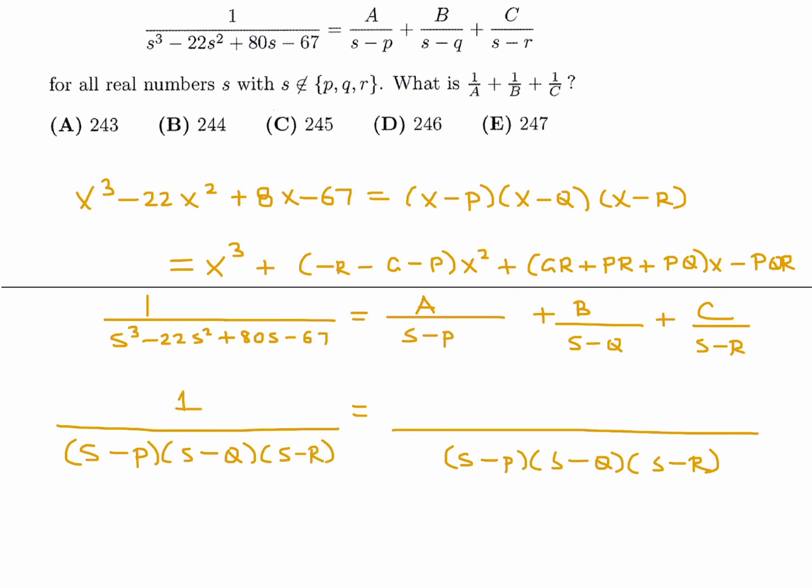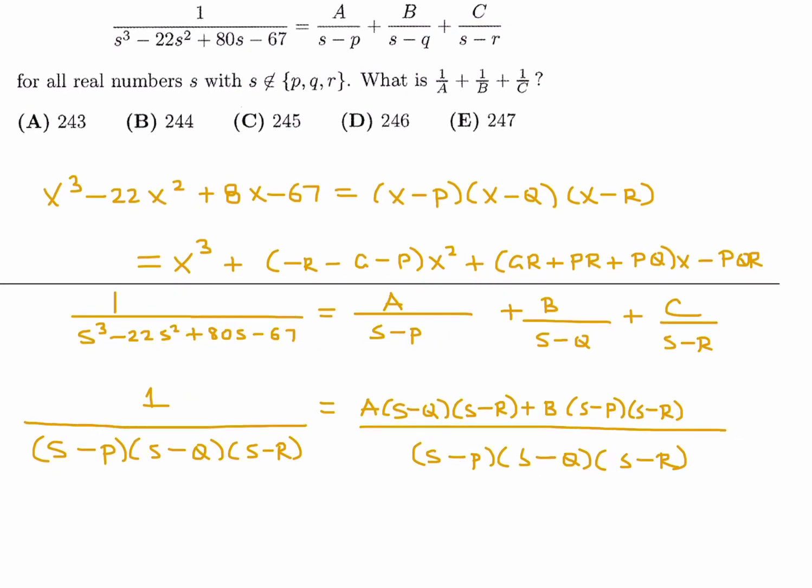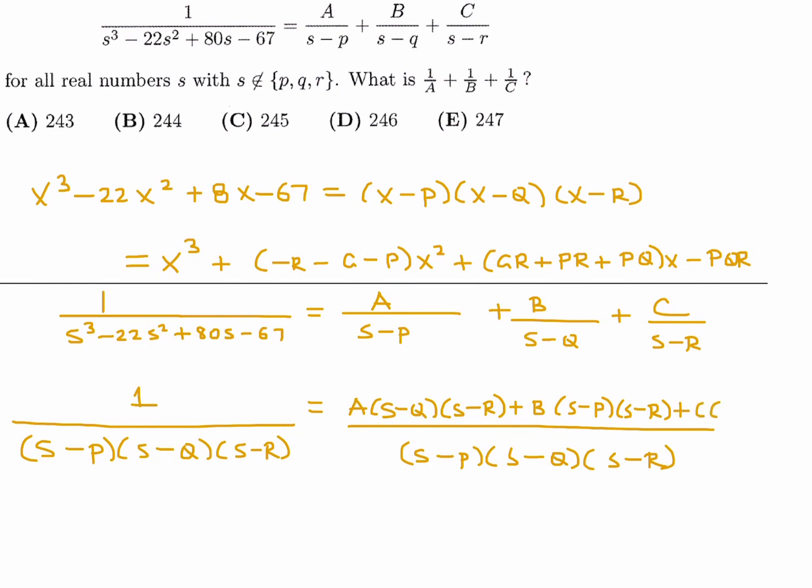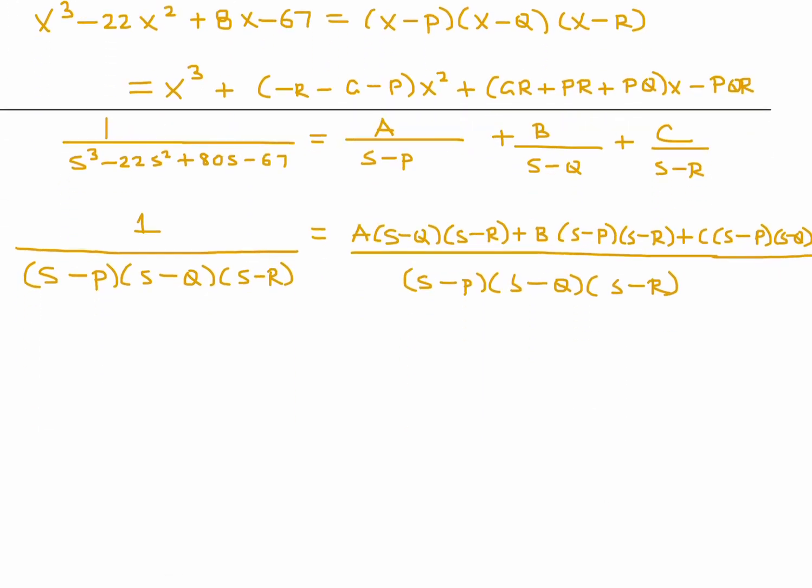Now, at the numerator section, we have to write the following. It would be a times s minus q times s minus r. This would be b times s minus p times s minus r. And then we have c times s minus p times s minus q. Now, the denominators can go since they're the same, so it just leaves me with 1 is equal to this, and that's pretty much it. So 1 is equal to that whole big long thing.